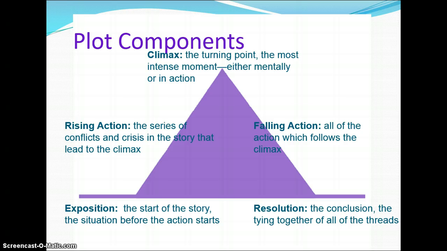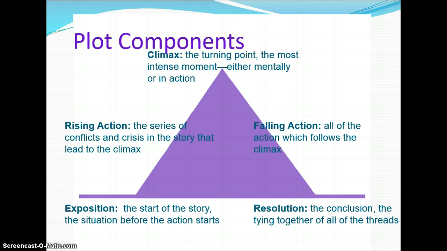The very beginning is called the introduction. They normally include the characters and the problem of the story. And then as you go up the triangle, there's rising action. It's conflicts and crises in the story, and they're events that push the story along.